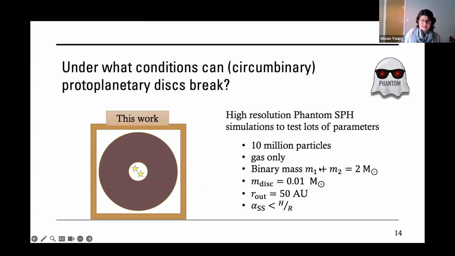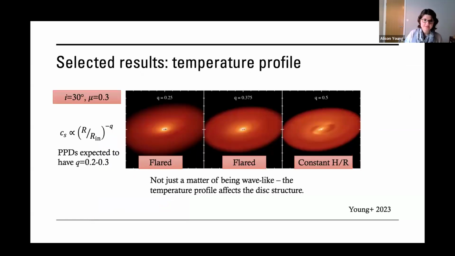A few years ago, I did a whole set of high resolution Phantom simulations to test a load of different parameters. These were all 10 million particles. The total binary mass was always 2 solar masses, and the disk was always 0.01 solar masses. The outer radius was the same in all cases, but the viscosity was always smaller than h over r, so it was always wave-like. I'm not going to show you all the results here, just a sample of ones that I think are interesting.